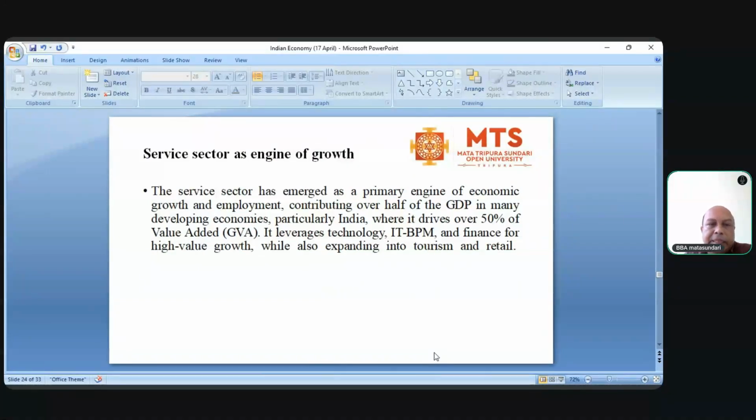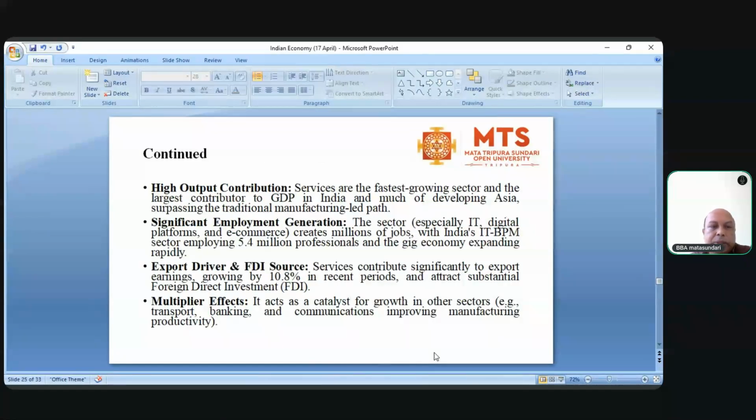Next, we can see the service sector as an engine of growth. So it basically indicates that the service sector is an important parameter for measuring development or growth of any country, and for increasing national income and gross domestic product, the contribution of the service sector is very important. In India also, the contribution of the service sector in employment is increasing, and more than 50% of people in India depend on the service sector and industrial sector for their employment.